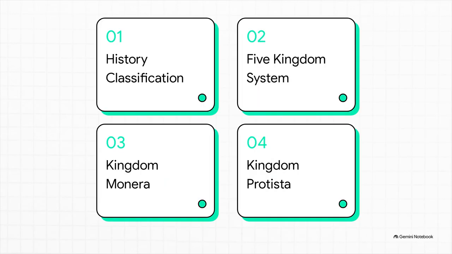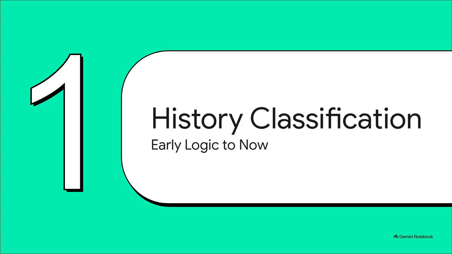So here is our roadmap for today. We'll start with the history of classification, then look at the five-kingdom classification system. After that, we'll zoom in on Kingdom Monera, the world of bacteria, and wrap up with Kingdom Protista, looking at single-celled eukaryotes. All right, Section 1, History of Classification.